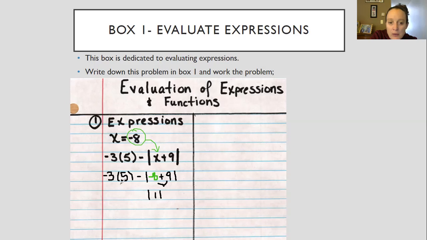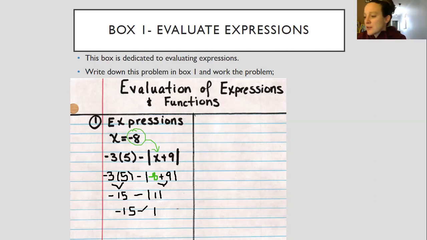Now I'm going to come over here and look at my -3 times my 5. That gives me -15. And please don't drop this negative sign. It's got to stay out there. It's out in front. I don't get to just drop it. Now let's take a look at what's going to happen. Well, what's the absolute value of 1? The absolute value of 1 is just 1. So I have a -15 minus 1.